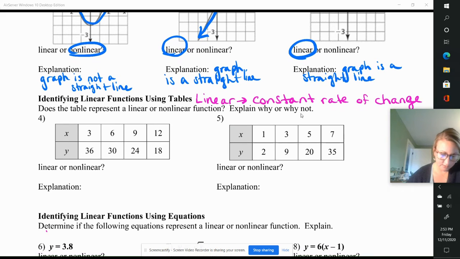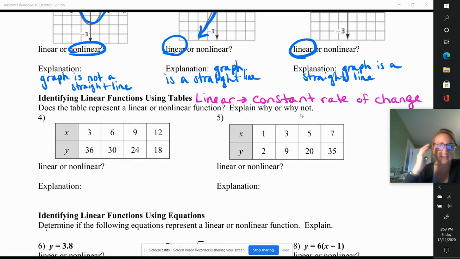If we're given a table of values, it's considered linear if it has a constant rate of change. So if x is increasing by the same amount each consecutive x value, and if y is either increasing or decreasing by the same amount, then that would have a constant rate of change between each set of x and y values. So let's first look at the x values. Check to see how they're increasing or decreasing.